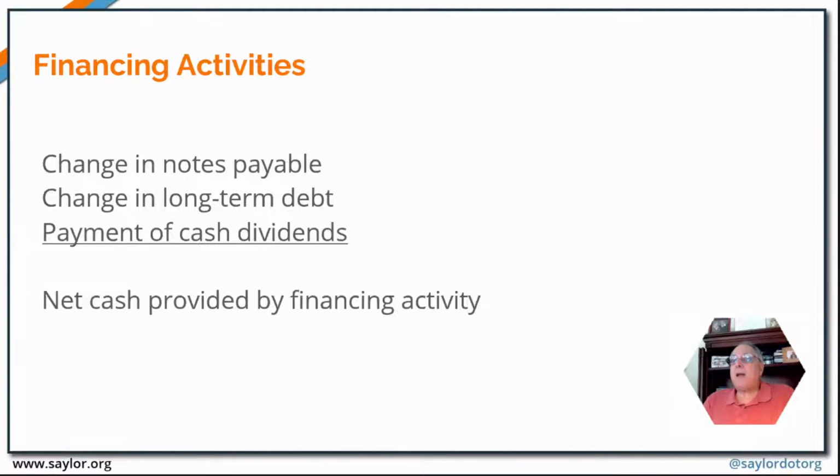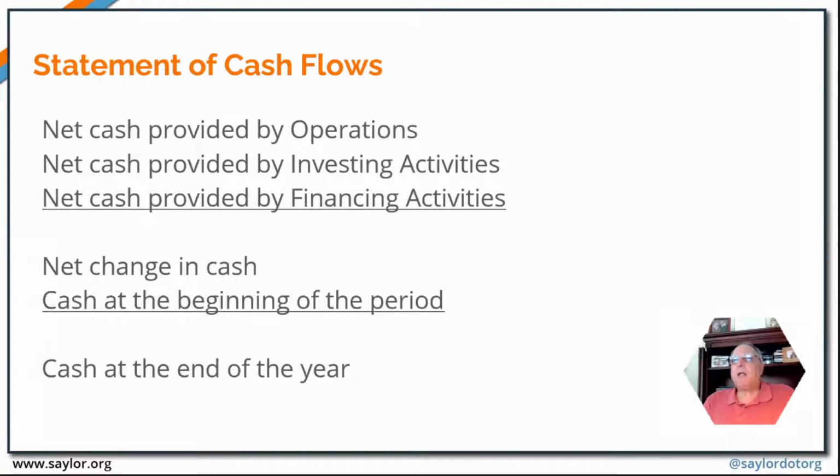And the last one is financing activities. We do financing in terms of notes payable, that's short-term debt that we owe. We could have long-term debt for maybe a major plant expansion, payment of cash dividends. So we'll look at those specific activities and review what the net cash provided by financing was. Bottom line is we'll have a statement of cash flows that looks something like this: cash provided by operations, by investing, by financing, and the net change in cash.